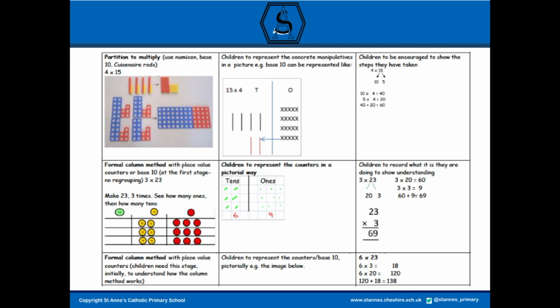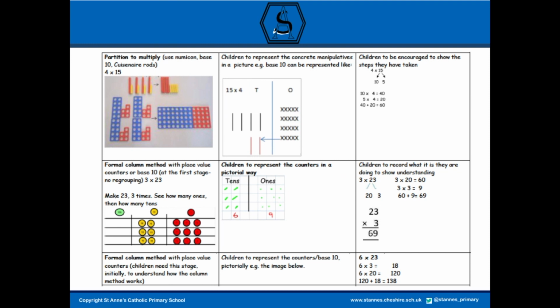Now once the children get to this abstract stage, if they have successfully completed the concrete and the pictorial, the abstract then is pretty easy from then. Then we move on to the formal column method. We can use place value counters or base 10 at the concrete level.